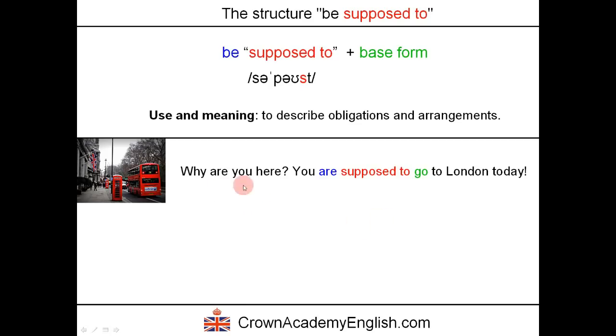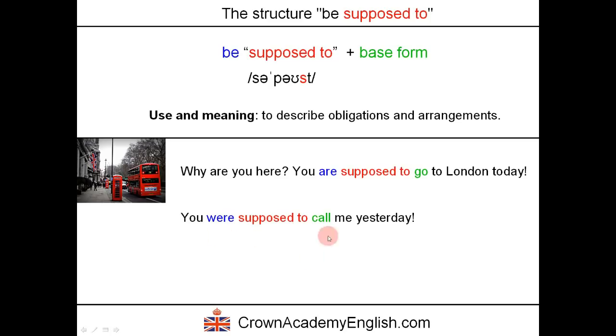Example, why are you here? You're supposed to go to London today. Listen, it's the S sound at the end. You are supposed to go to London today. Okay, so the arrangement was to go to London. So why are you here? So you are supposed. So are is the verb be in the correct form. Supposed to. And then we have go, which is the other verb in the base form.